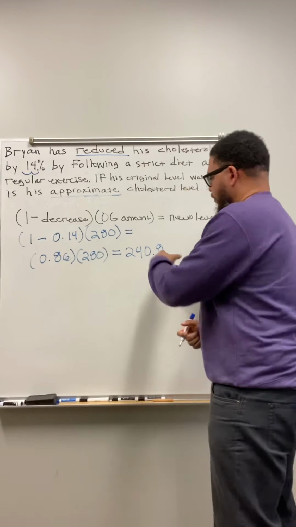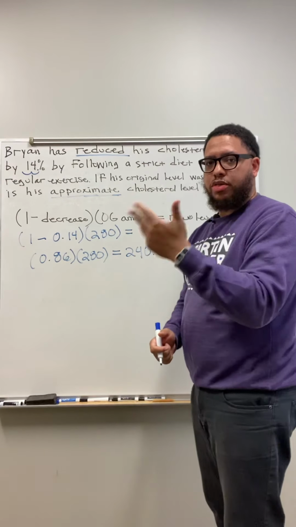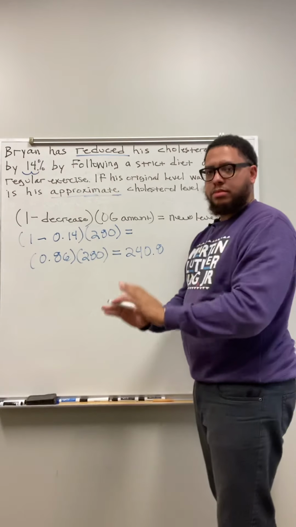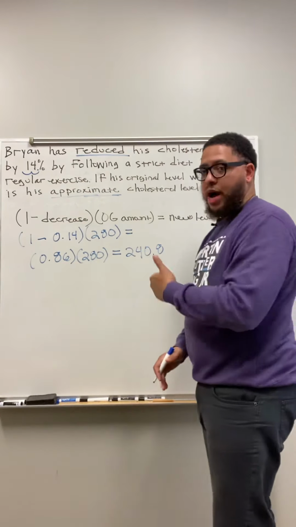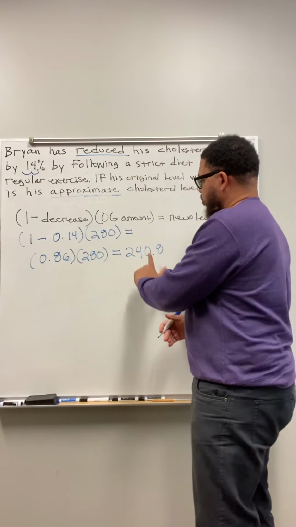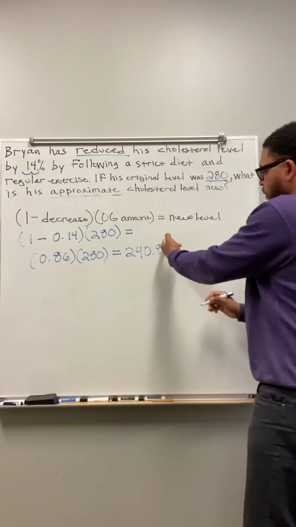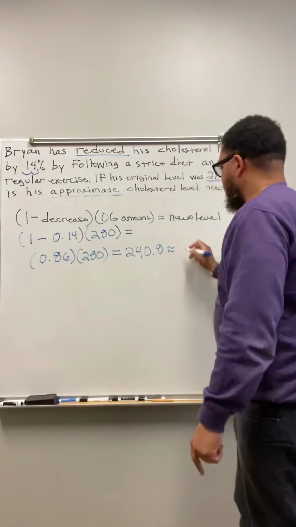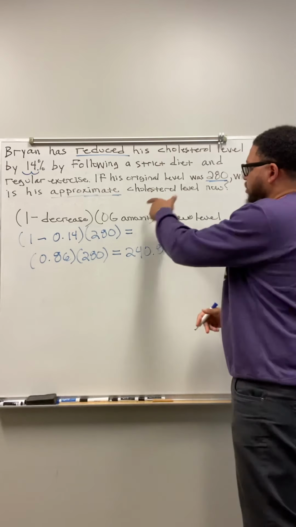If this 8, instead of being an 8, was a 0, a 1, a 2, a 3, or a 4, then the 0 would stay, it would chill and just remain a 0. But because this 8 is 5 or bigger, it's going to make this 0 go up and become a 1. So I put the squiggly lines because that's approximate, right? And this says approximate. So we got 241 as the approximate cholesterol level.